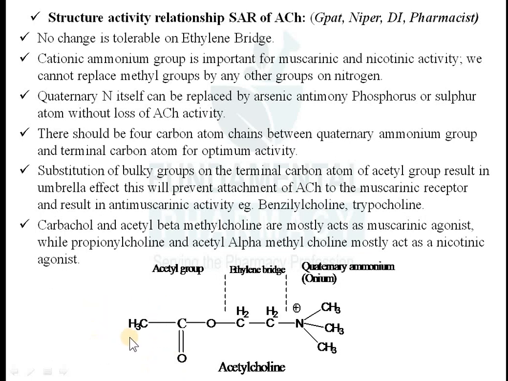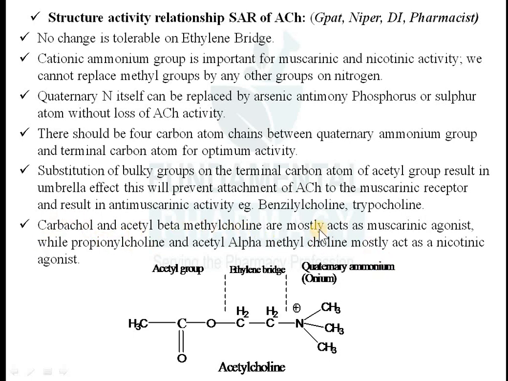If there is introduction of bulky groups over here, so the molecule will not be able to attach the muscarinic receptors, okay? And it will result in the anti-muscarinic activity. For example, benzyl choline. Benzyl choline में क्या होता है? Same structure होता है, सिर्फ यहाँ पे CH3 की जगह यहाँ पे एक benzyl group होता है. Tripocholine भी वैसी तरह का structure है. Now carbacol and acetyl butamethyl choline means bethanechol.